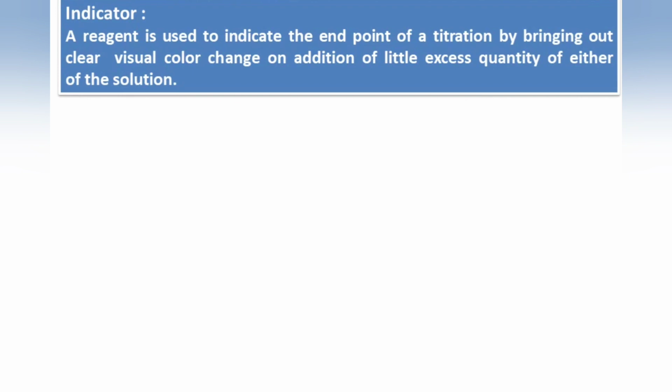The next thing we'll look at is the indicator. An indicator is a reagent that indicates the end point of a titration by bringing out a color change that is visible to your eyes, all right?